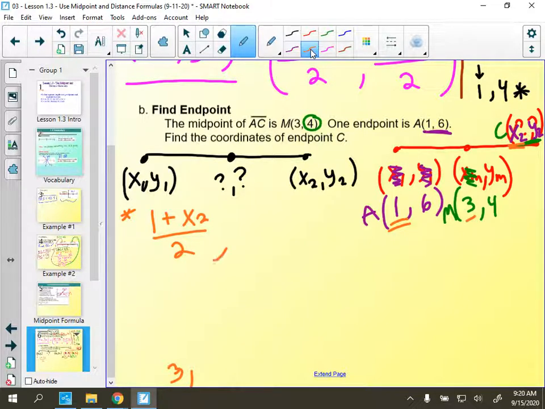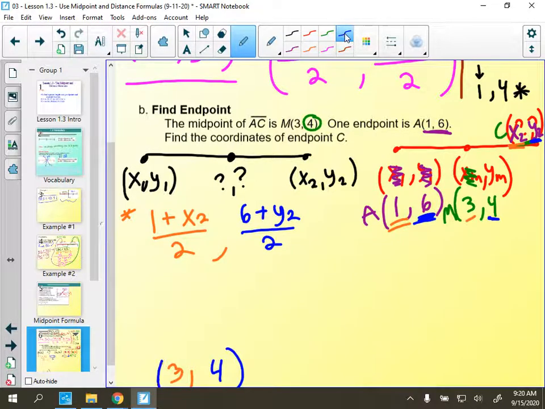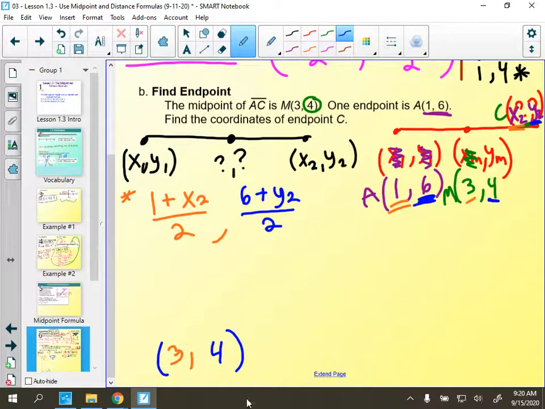All right, let's do the same thing for our y's. I would take my y1, which is 6, add it to my y2, which we don't know, divide that by 2, and when that's all said and done, we know the outcome should be 4. So we're kind of reverse engineering our midpoint formula a little bit, okay?